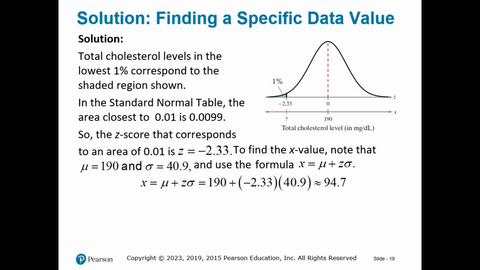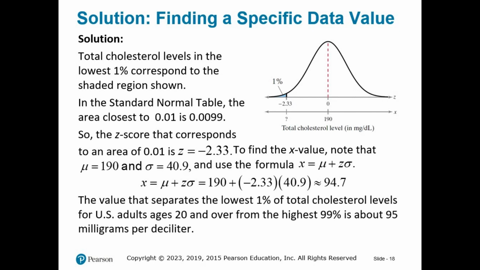So here's how we interpret that, and I would word this just a little bit differently. The highest total cholesterol level a U.S. adult age 20 or over can have and still be in the bottom 1% of total cholesterol levels in U.S. adults 20 or over is about 95 milligrams per deciliter. That was a mouthful.